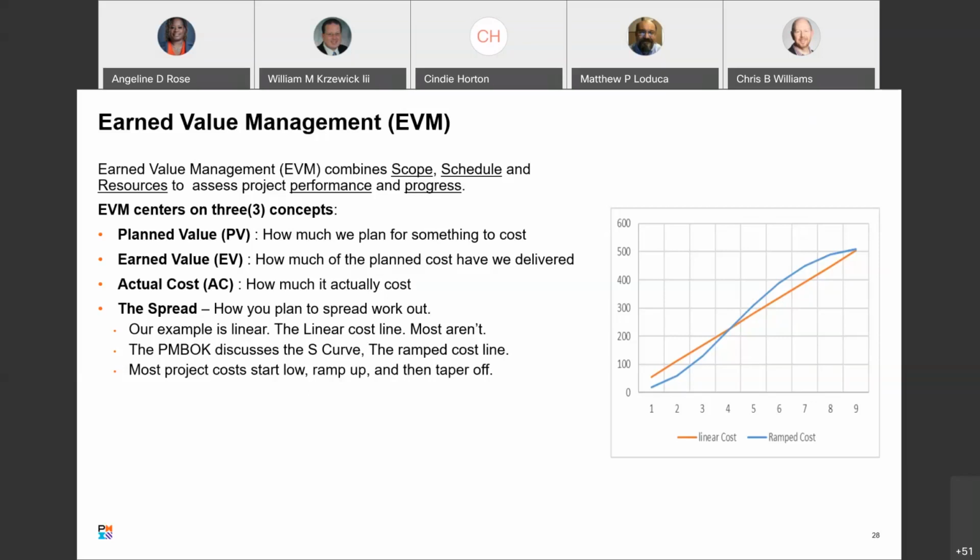All right, and then the third one is actual cost, AC, how much it actually costs. Pretty straightforward. It's the realized cost incurred for the work performed on an activity during a specific time period.